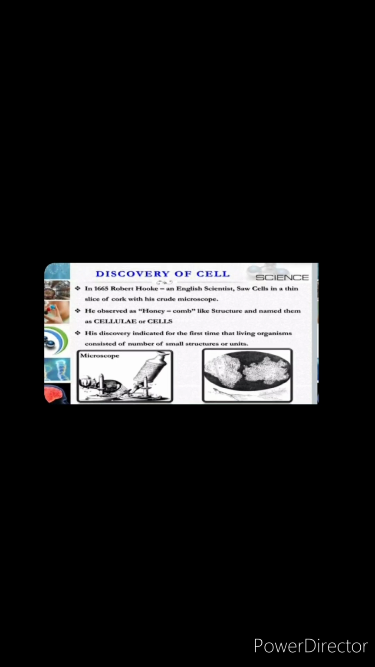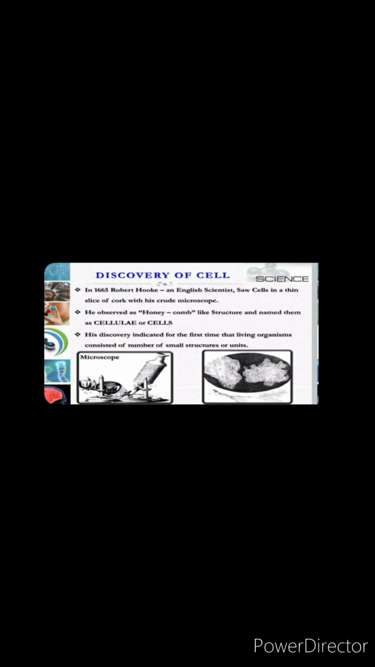Under that cork he observed the cell. So for the first time, Robert Hooke found a cell. He observed a honeycomb-like structure and named them cellulae, or cells. Honeycomb means like a network structure he found under that microscope, which he called a cell. His discovery indicated for the first time that a living organism consists of a number of small structures or units. These are called cells. Our body is multicellular, but it is not compulsory; many organisms are unicellular also.